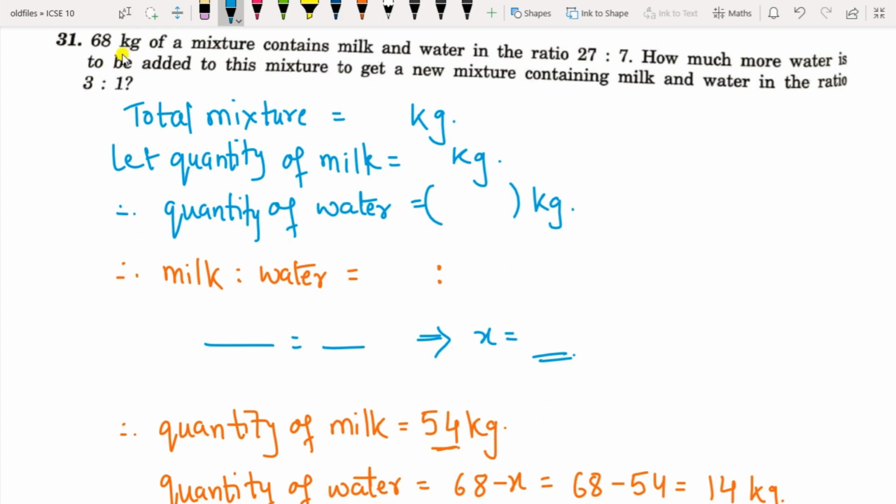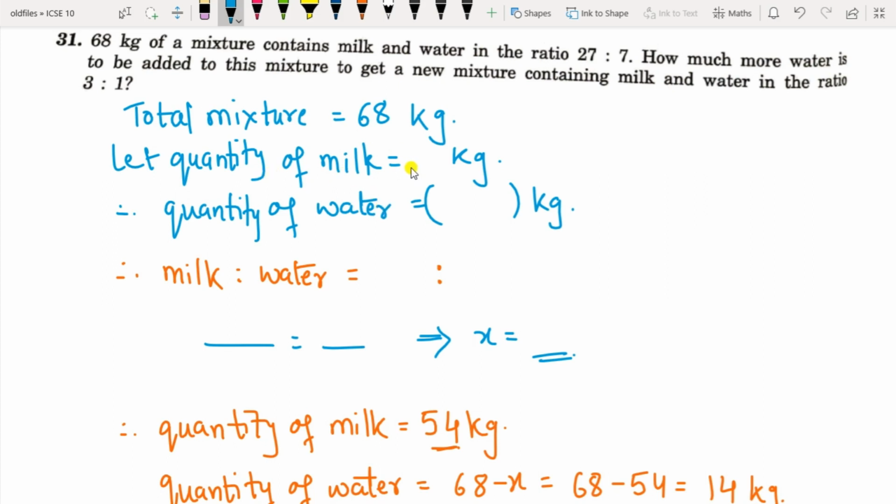Question 31. 68 kg of mixture contains milk and water in the ratio 27:7. How much more water is to be added to this mixture to get a new mixture containing milk and water in the ratio 3:1? So the total mixture is given as 68 kg of milk and water together.